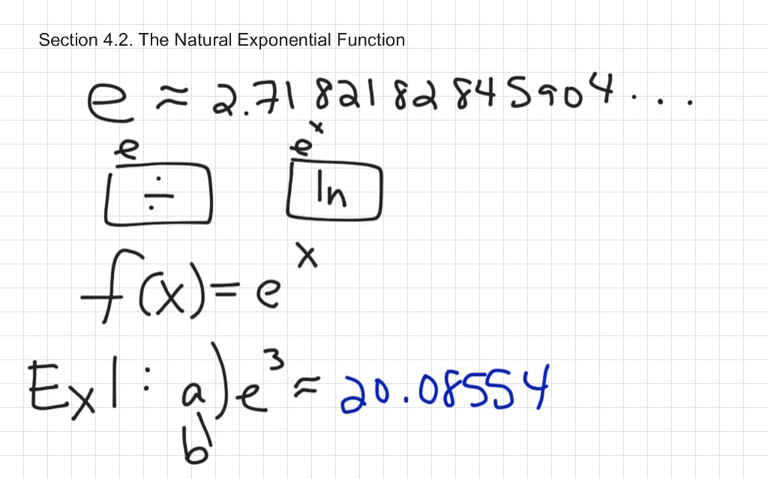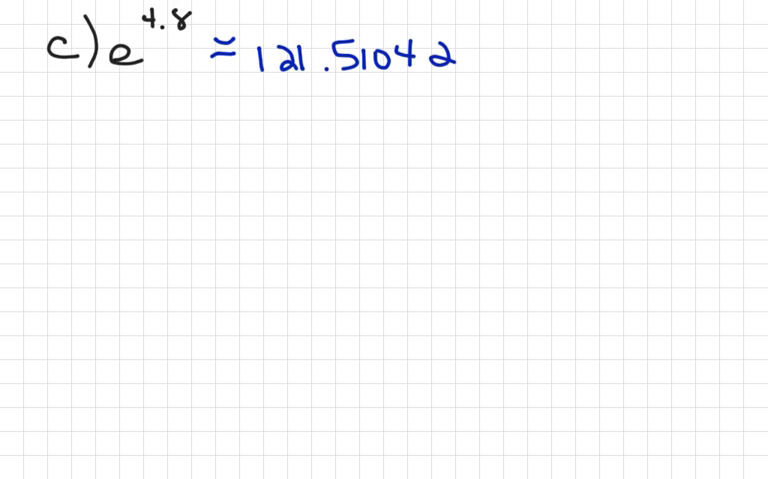If you want to know what 2 times e raised to the negative 0.53 is, you just do 2, second ln, and then in the exponent put negative 0.53. And then that'll spit out 1.17721. And then if you want to find out what e to the 4.8 is, shove it into the calculator, and it spits out the answer 121.51042. Pretty easy.